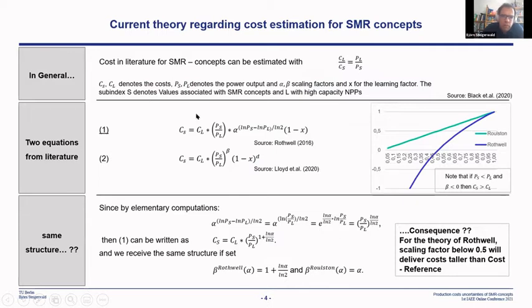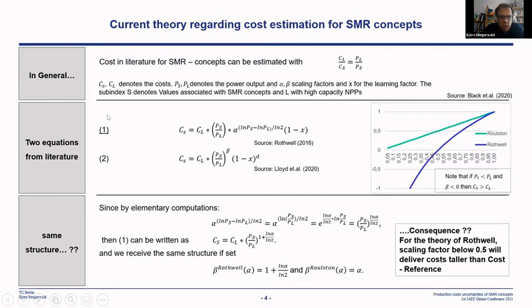Going further, we have data. What can we do with the data? You would like to estimate the cost of an SMR. SMR costs have somehow a ratio with big nuclear power plants. So you can write it as the costs of large, high capacity nuclear power plants divided by the costs of low capacity nuclear power plants. That's the same as the power of the high capacity reactor divided by the power of the low capacity reactor.